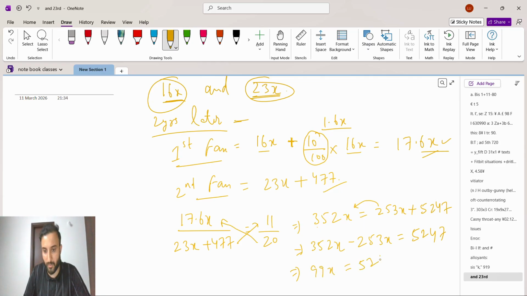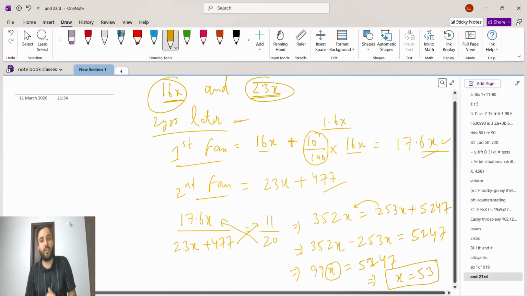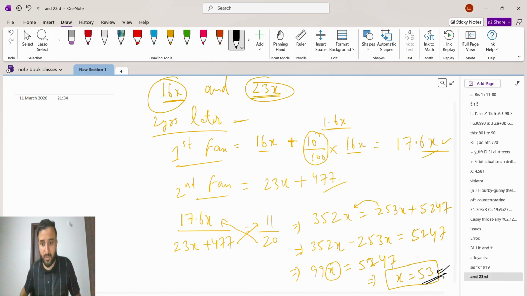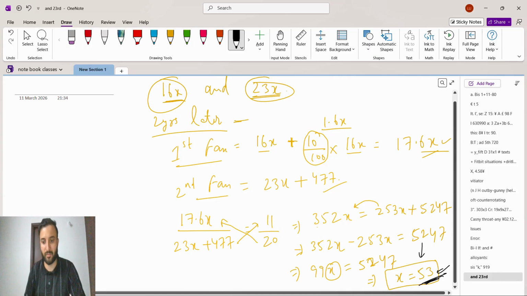99x equals 5247. You have to find the x. What will you do? Yes, 5247 divided by 99. You will get 53. X value is 53. Who said that x doesn't have value? X has value. Come to maths, guys. Welcome to maths. You will get the value of x also. You will say in relationships x is unfaithful. But welcome to maths. X is 53, which is what we have to find.